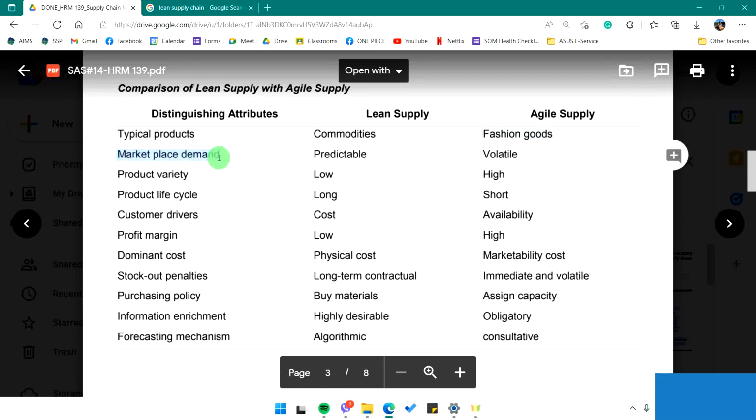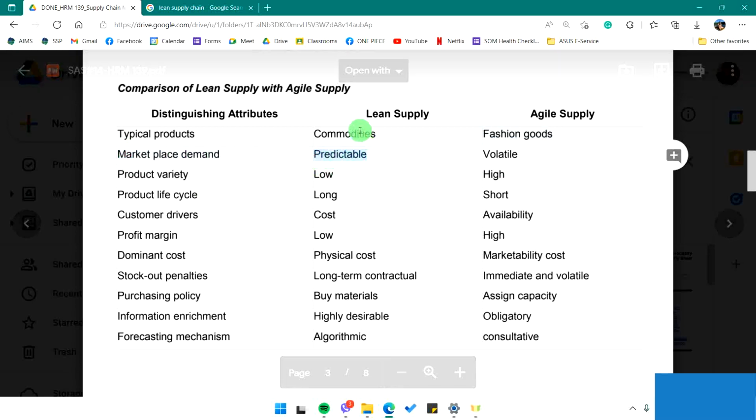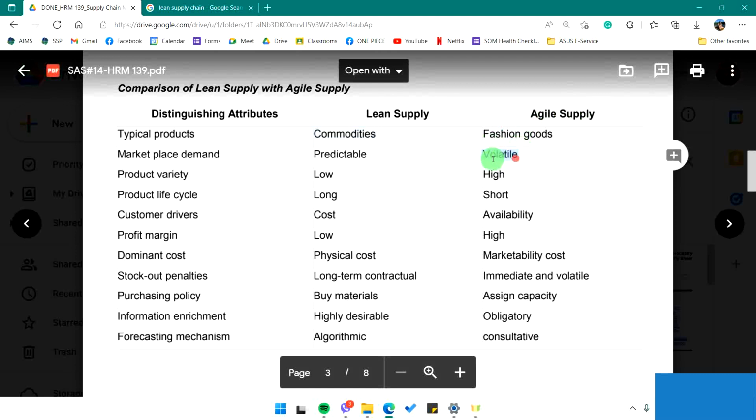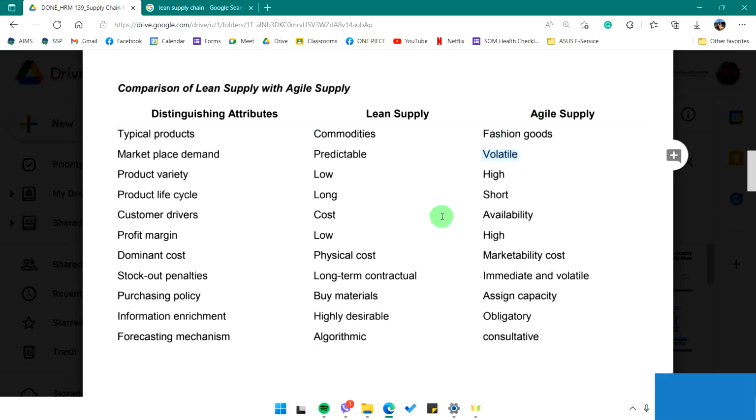So marketplace demand, more unpredictable pag lean supply. Of course, for example, commodities, no? Commodities, lahat naman kasi kumakain or lahat naman kasi may pangangailangan ng commodities. So basically, it's very predictable. Whereas compared with agile supply chain, very volatile, very active. It changes all the time, the market demand, no?